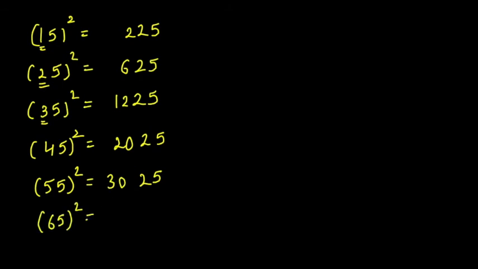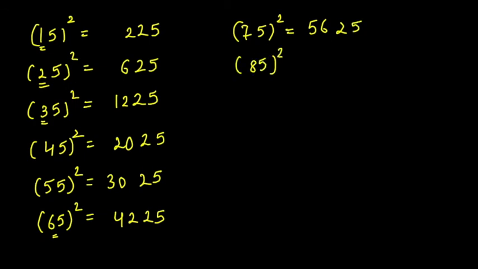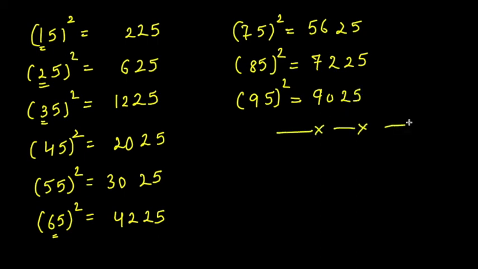65 square, let's do it. 6 7s are 42 and 25 is fixed with all the numbers. 75 square, 7 8s are 56 and 25. 85 square, 8 9s are 72 and 25. Then you have 95 square, which gives you 9 10s are 90 and 25. So isn't it simple? Try these numbers.